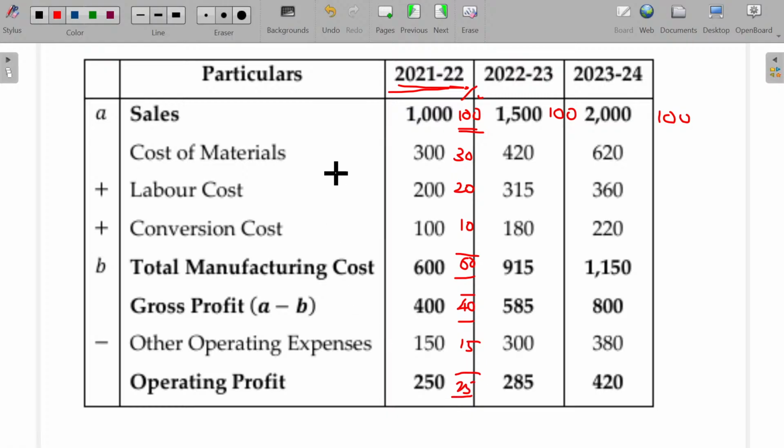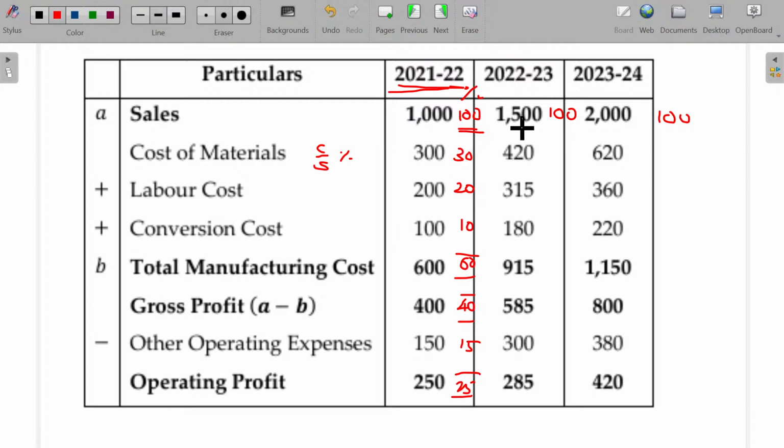Usually it represents everything in terms of percentage. So the cost divided by sales into 100. That's how you can calculate all these things. Material cost divided by sales, labor cost divided by sales, conversion cost divided by sales, and GP divided by sales, total. That's how we will get this answer.